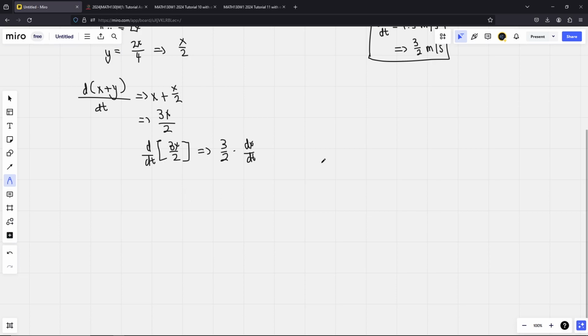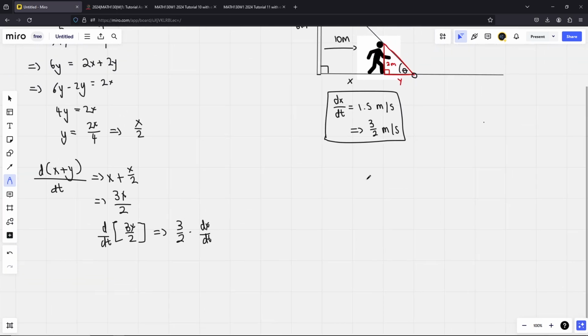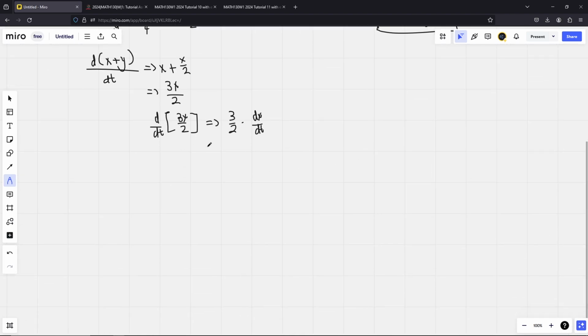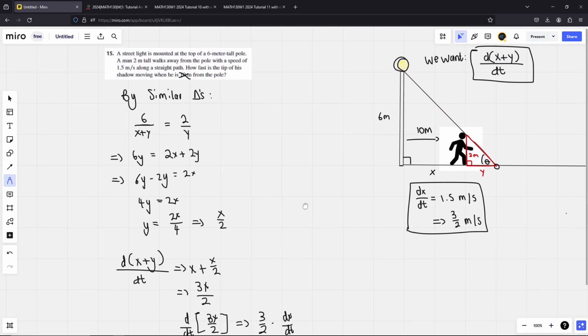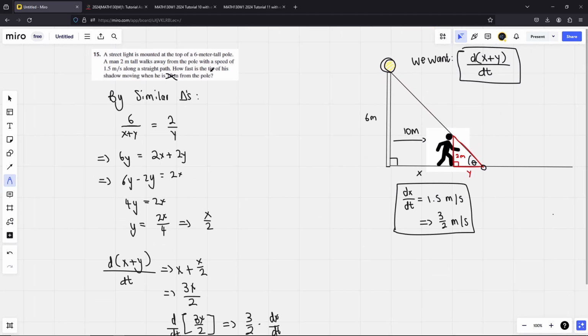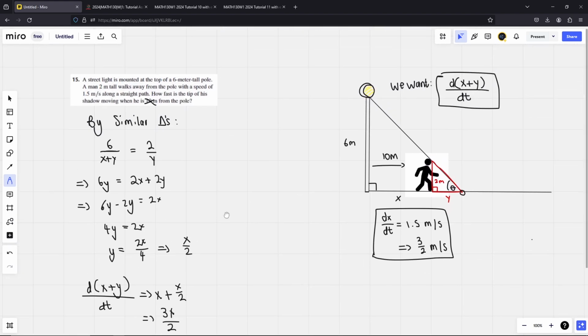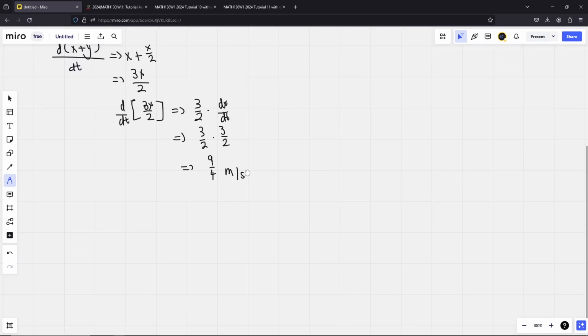And remember that we have dx/dt. We said that it's 3 over 2 meters every second, so this is going to be 3 over 2 multiplied by 3 over 2, and that's going to be 9 over 4 meters every second. So once again, how fast is the tip of his shadow moving when he is 10 meters from the pole? Well, like I said, we're not going to be using the 10 meters. It's moving at 9 over 4 meters every second.